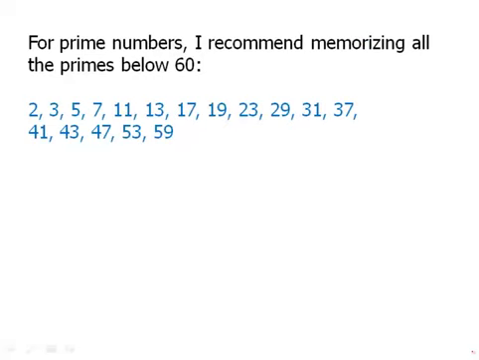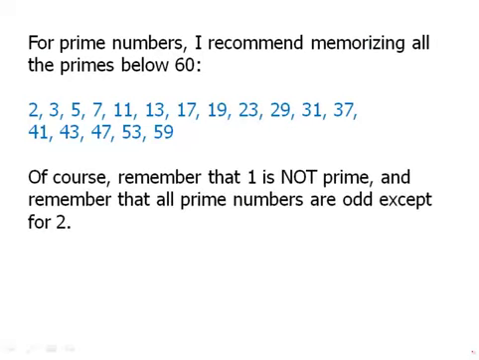For the prime numbers, I recommend memorizing all the primes below 60. So those are the prime numbers below 60. Again, it will save you a ton of time if you don't have to figure out, wait, is 59 a prime number or not? It's better just to know that. Of course, remember that 1 is not a prime number. It is conspicuously absent from this list. 1 is not a prime number. And remember that all prime numbers are odd except for 2. 2 is the lowest prime number and the only even prime number. The test loves to ask about that.